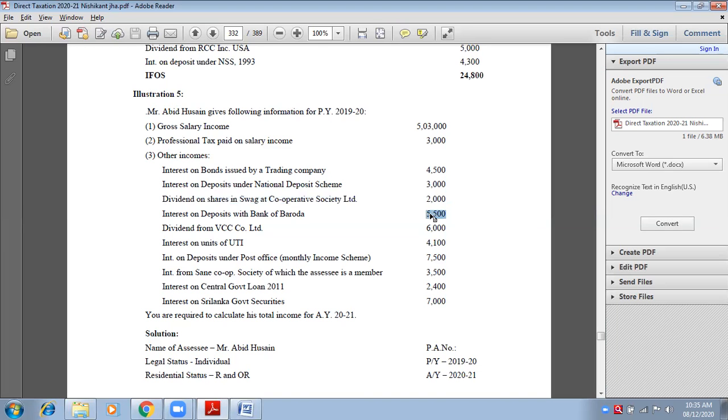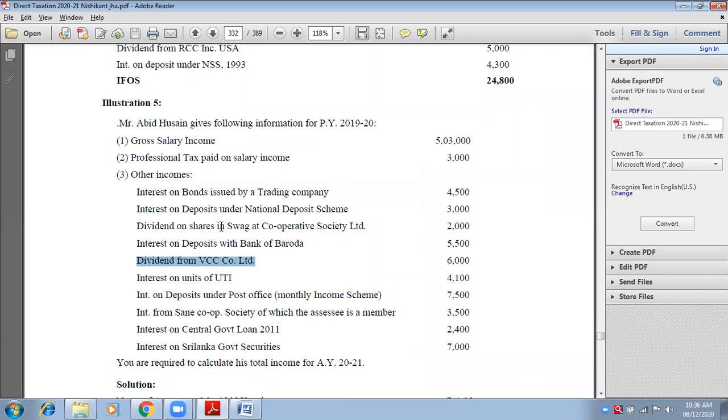Dividend from VCC Company Limited. Now what is VCC Company Limited? Is it an Indian company? If nothing is disclosed, then it is an Indian company. They have not disclosed that this is a foreign company, US based or Australia based. So we have to assume that this is an Indian company. Dividend from VCC, an Indian company, 6000.